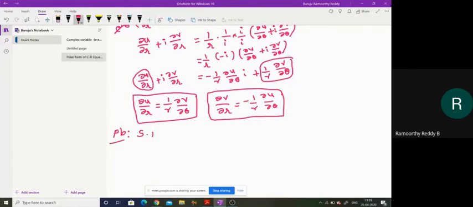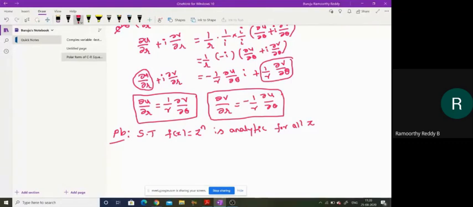Show that f(z) = z^n is analytic for all z. Analytic for all z. So f(z) = z^n is analytic for all z. So how do we do this?